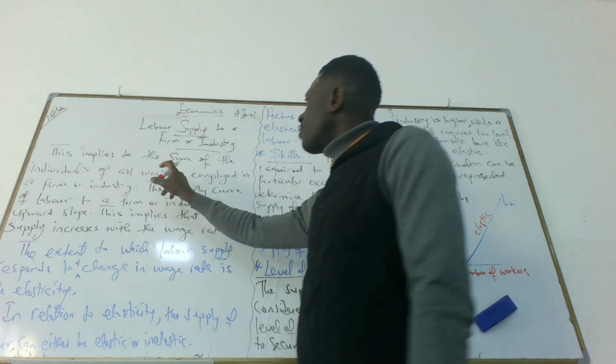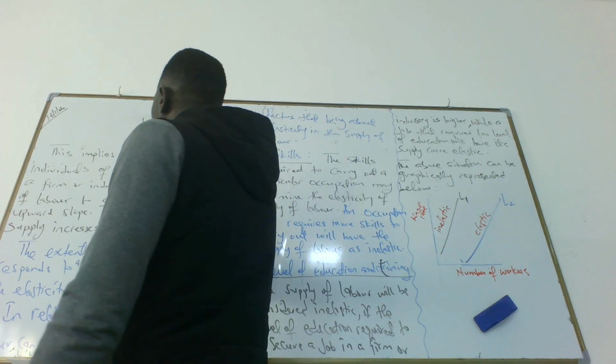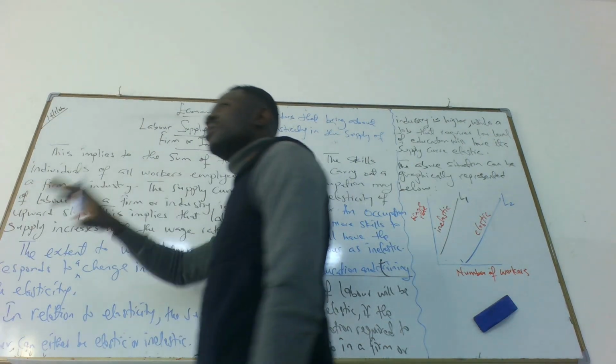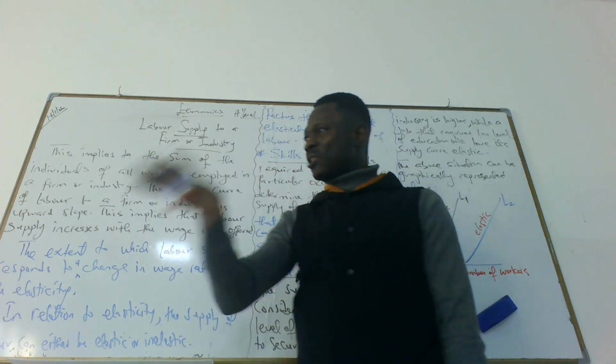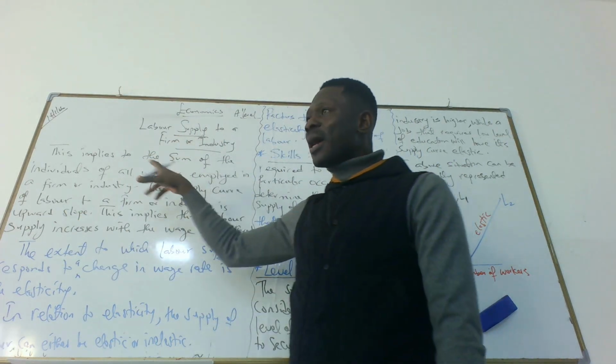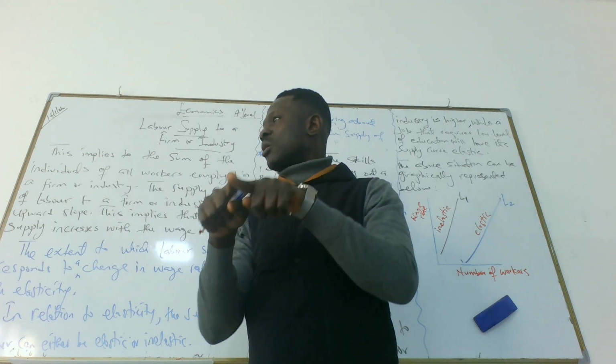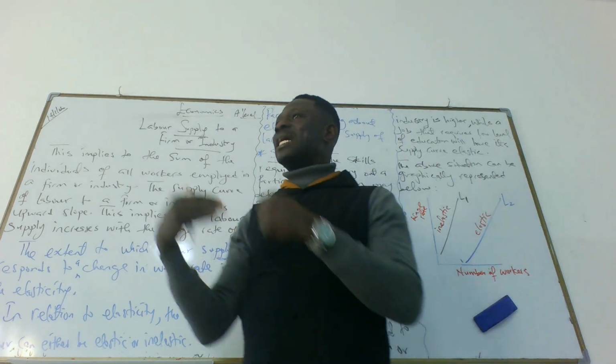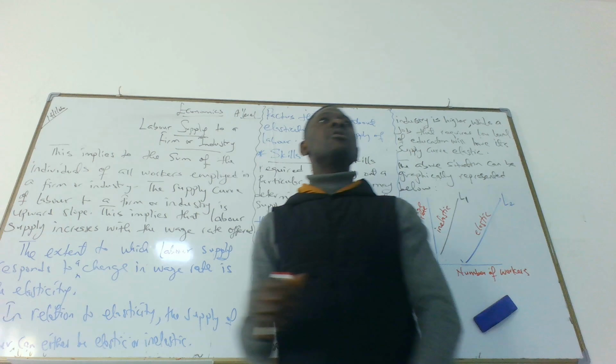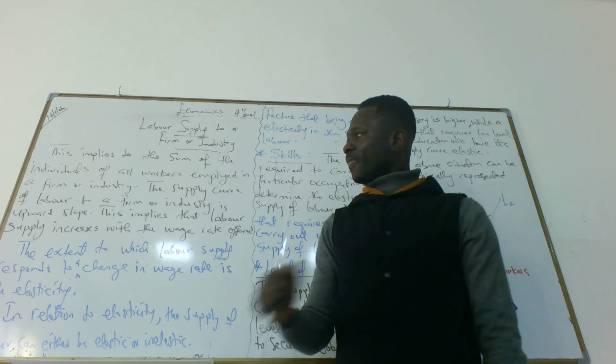So labor supply to a firm or industry applies to the sum of all workers employed in a firm or industry. Not the individual, but the sum of the individuals that have been employed by that firm is the labor supply to the industry or to the firm. Do you get that, please?